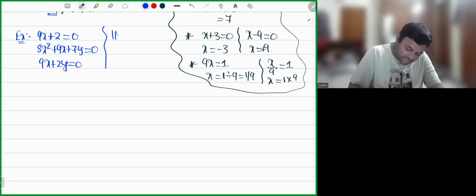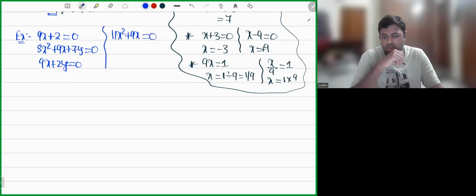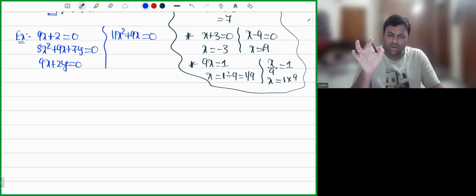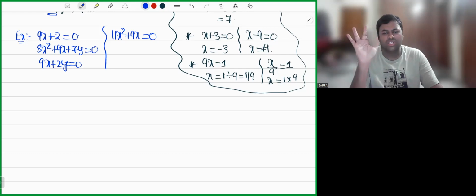I'm having 11x square plus 9x is equals to 0. Is it an equation? Yes. Is it an algebraic function? Yes. Simple. Every equation is an algebraic function. Along with numbers, you are having some variables. It's an algebraic function. If it equates itself to 0, it's an equation.